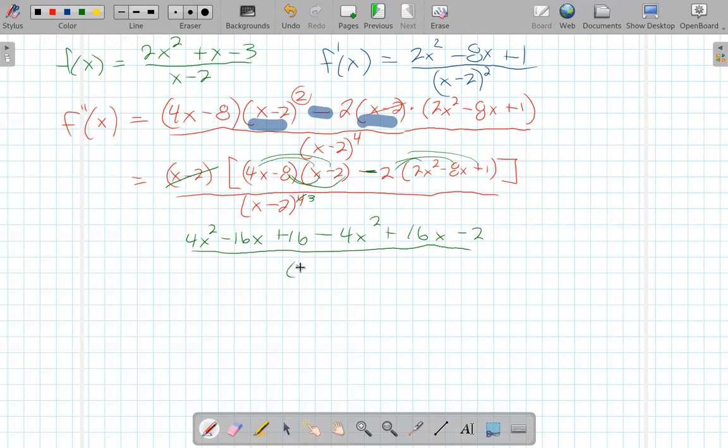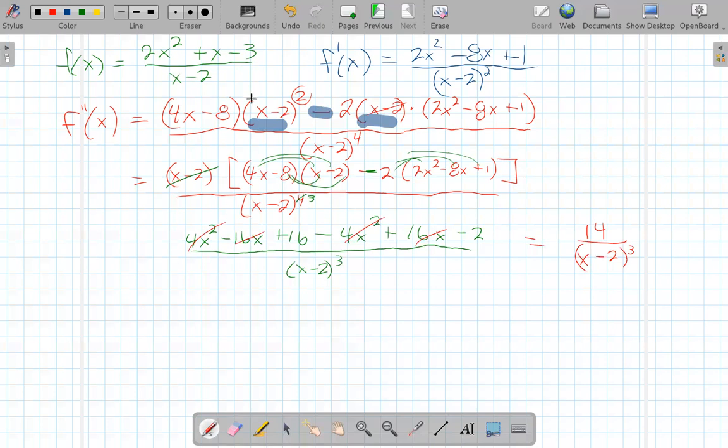So this is over (x - 2)^3. So we've got the 4x squared minus 4x squared, ta-ta. -16x plus 16x, goodbye. And then we have 16 minus 2, which is 14. Wow, 14 over (x - 2) cubed. All right, let's make sure I didn't make any errors. That looks too good to be true, but maybe not.